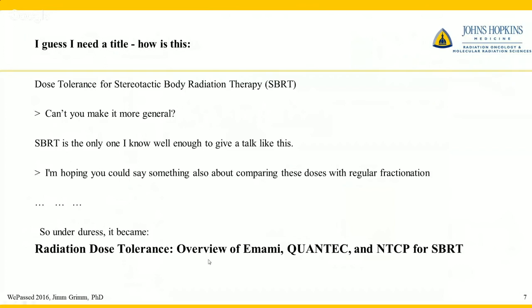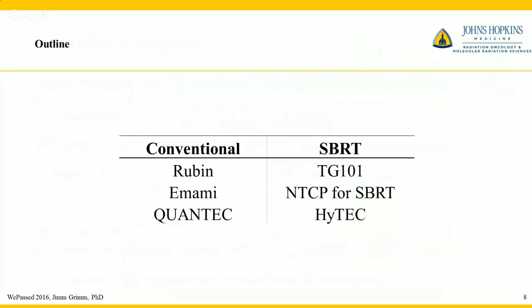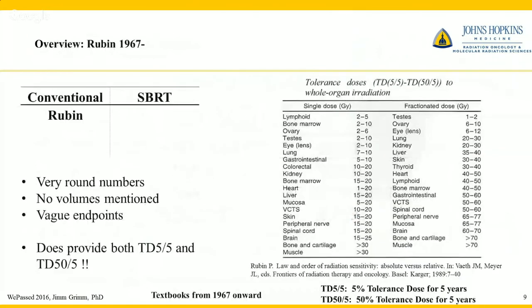Okay, good. All right, so I didn't just think up this Emami, QUANTEC, and NTCP for SBRT on my own. I still don't know how any one human being could ever even attempt to overview them all, but I will give it a try. And so here's a really quick, concise summary. In conventional fractionation, Rubin was the first set of limits I know of, and then Emami and QUANTEC. And for SBRT, many of us know TG101. NTCP for SBRT came out this April, and high-tech. So let's look briefly at each one.